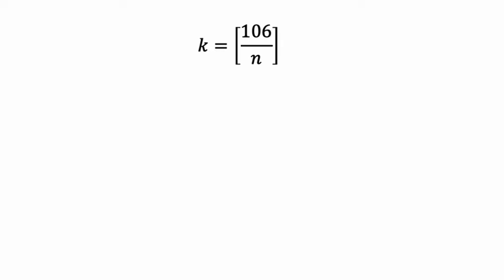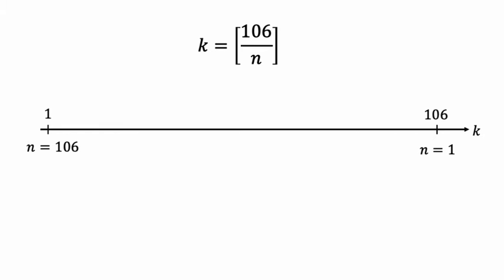We'll draw a number line of k and write down the representing n's. So let's now look at n equals 2. When n equals 2, k will be equal to 53. Notice that n are consecutive. So this means that between 53 and 106, there will be no solution for n.